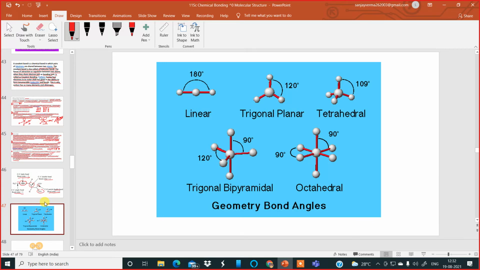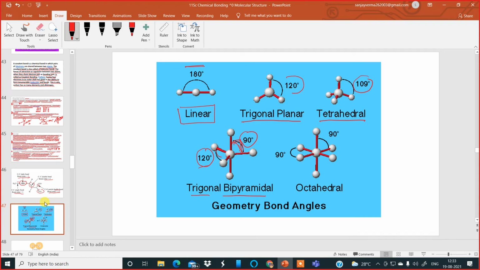Learn this also. If the bond angle is 180 degrees, then the molecule has a linear geometry. If the bond angle is 120 degrees, then the geometry of the molecule will be trigonal planar. If the bond angle is 109 degrees 28 minutes roughly, it will be tetrahedral, like the methane molecule. If the bond angles are 120 and 90, then it is a trigonal bipyramid. It will be trigonal, but 120 and 90 have to be there. One side 120, this will be 90.